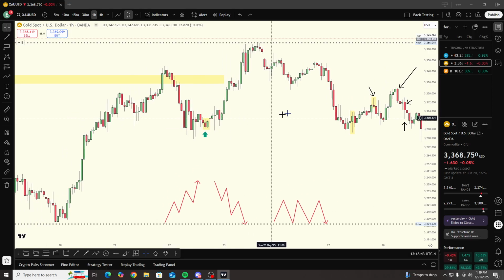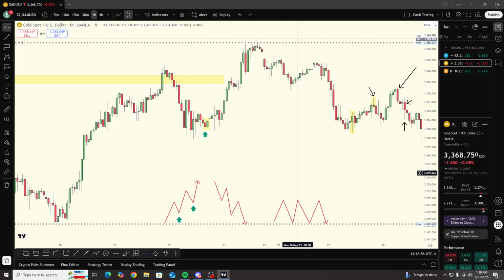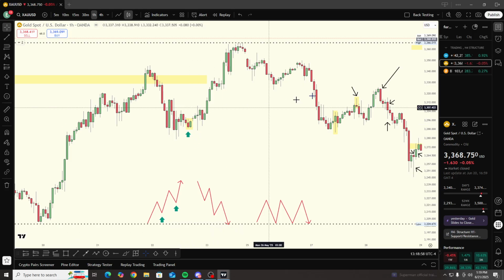So remember the pattern we talked about. You could find support at these areas in an uptrend. All right. In a downtrend, you could find resistance at these areas.